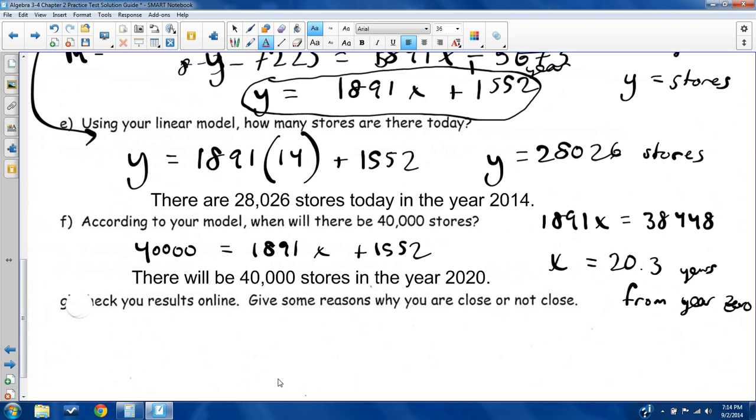Okay, check your results online. Give your reasons why you're close or not close. I think it says check your results online. I don't know if they have that predictor stuff on here. Let's check the 2014 one. I'm going to go and Google this. I haven't done this yet. I have no idea how many there are. In fact, you can check out the answer key there.